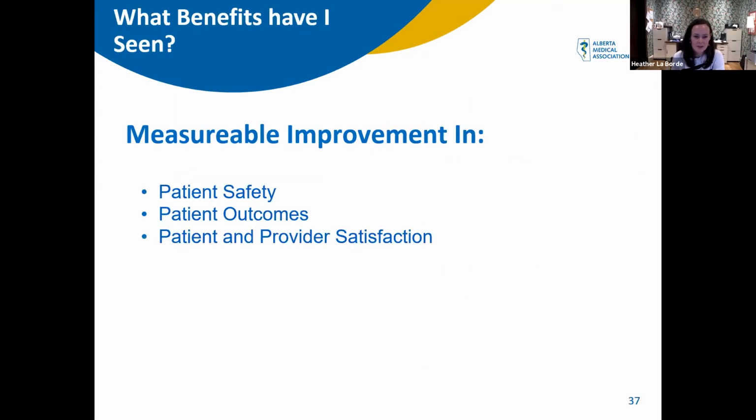Through the transitions and care improvements my team made at my clinic, we were able to see significant and measurable improvements in patient safety, patient outcomes, and patient and provider satisfaction.